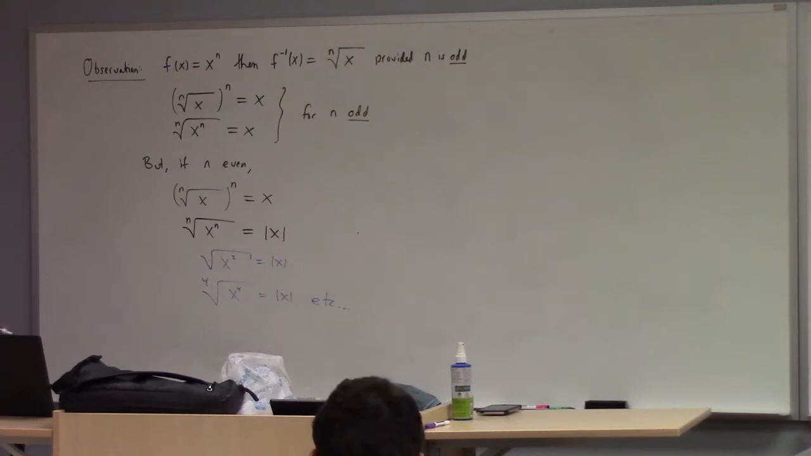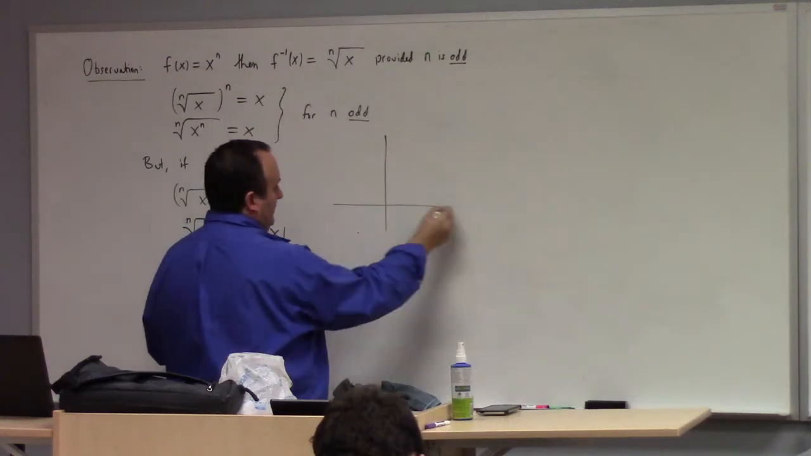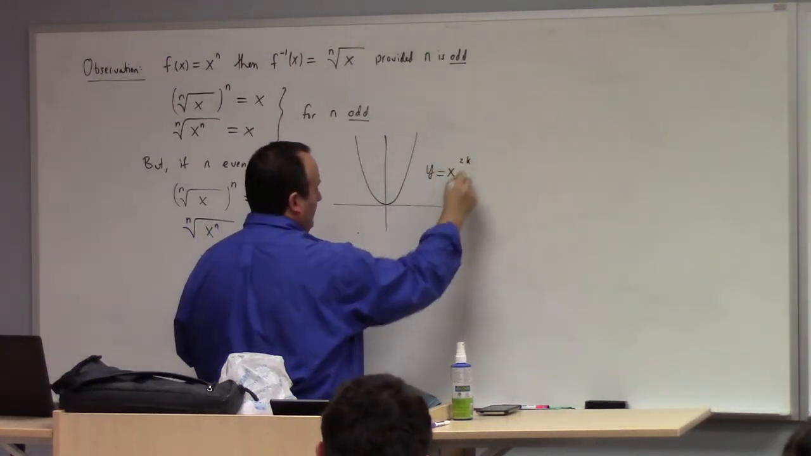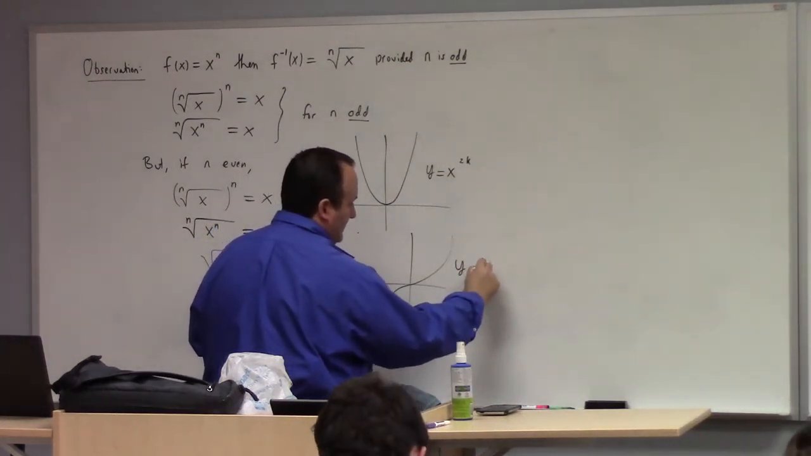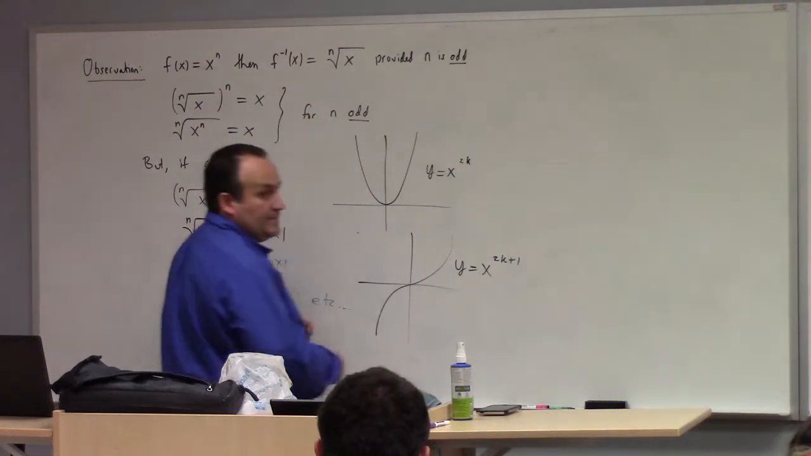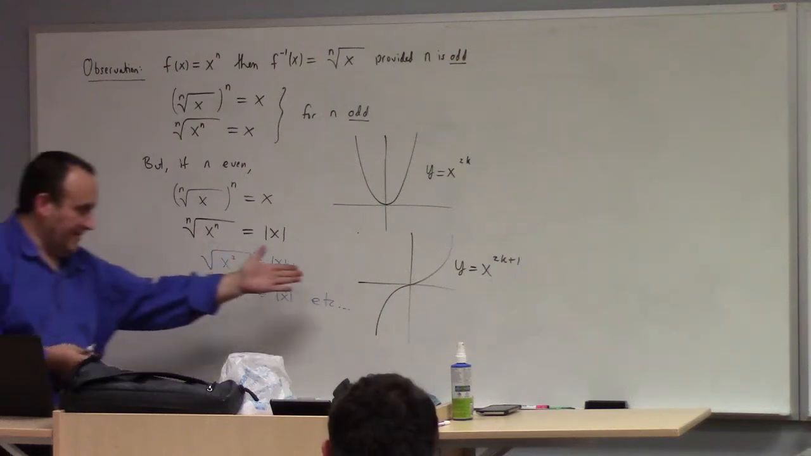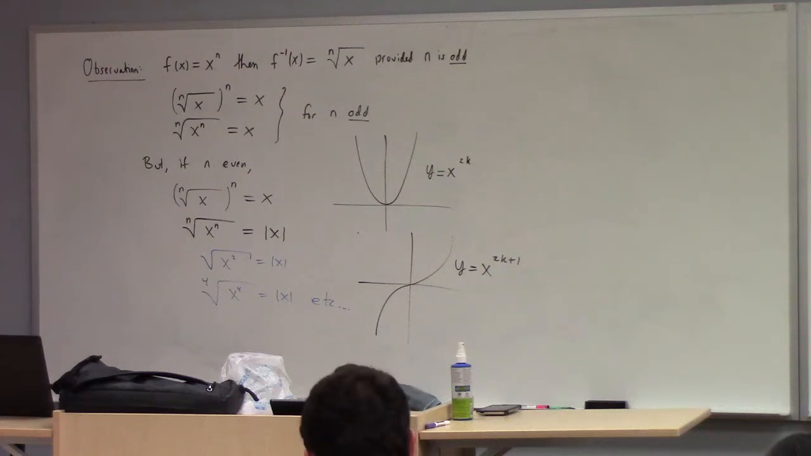That's because the graphs are different, right? So this is y equals x to the 2k. This is y equals x to the 2k plus 1. That one fails the horizontal line test. It doesn't have an inverse. This one passes the horizontal line test. It has an inverse. That's the difference between the even and the odd root from the perspective of inverse functions.